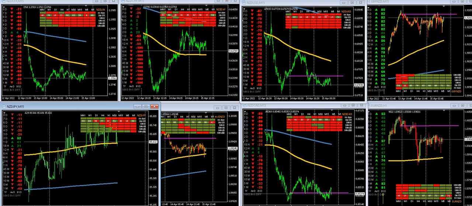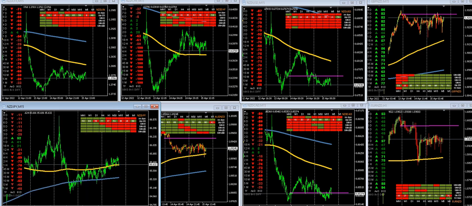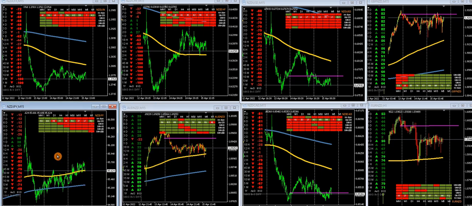So how do we do this and find a really high odds trade? Well, we find something with two time frames, and then we'll find a really high odds trade.